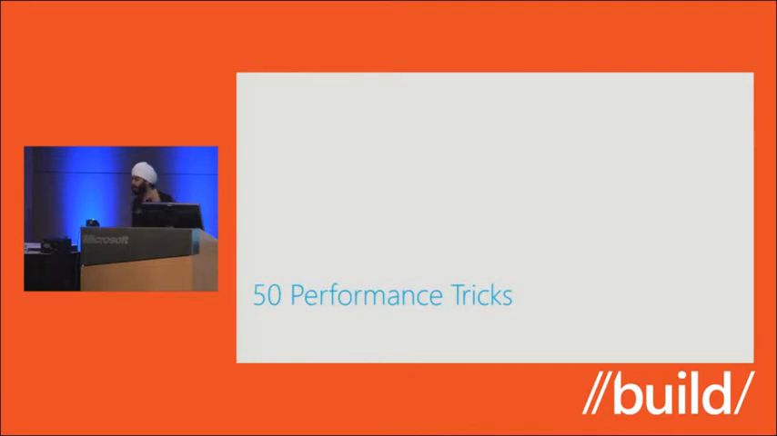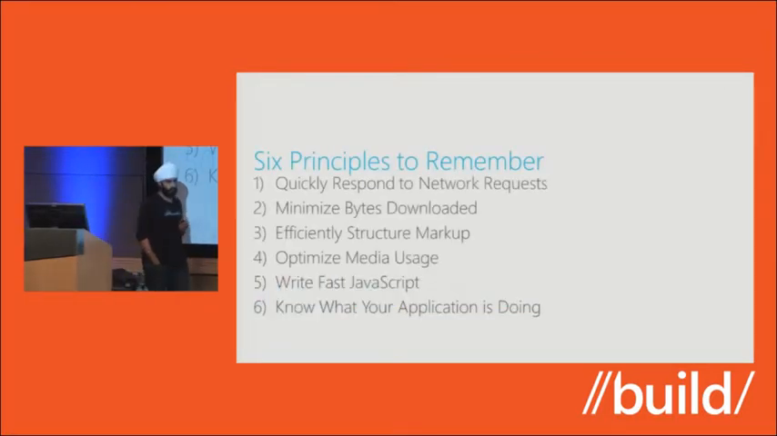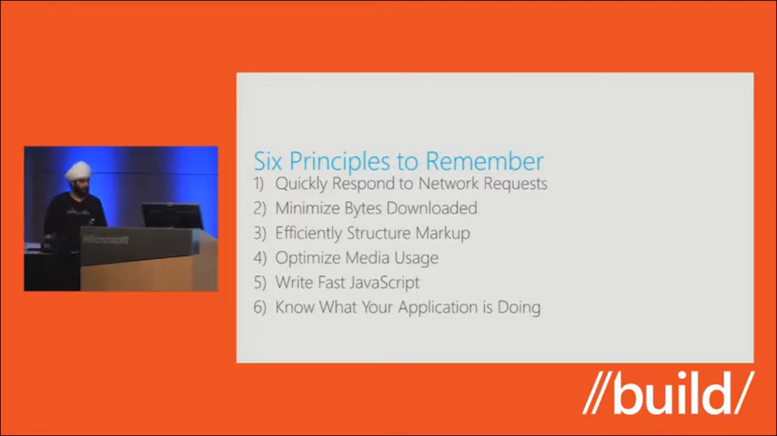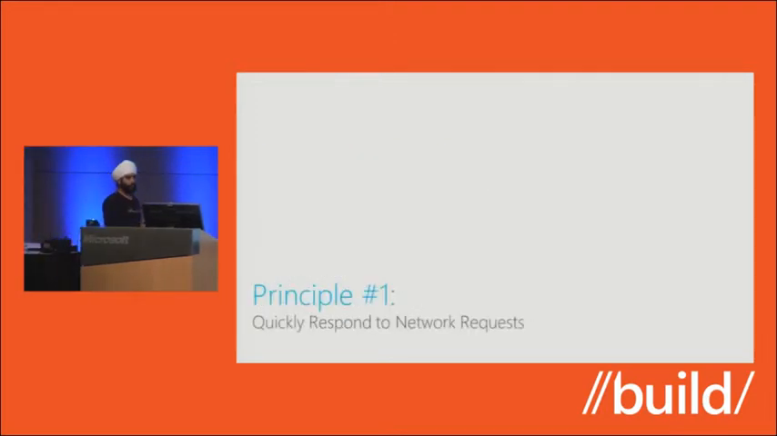Okay, so let's jump into the 50 performance tips and tricks. Everything we're going to be talking about today is about decreasing CPU time and increasing parallelism. Now, the 50 tricks are broken down into these 6 principles. I want you to walk away with these 6 principles today. The first principle is to quickly respond to network requests.